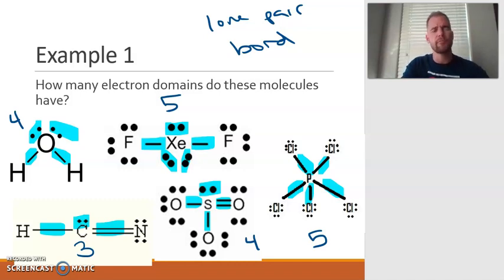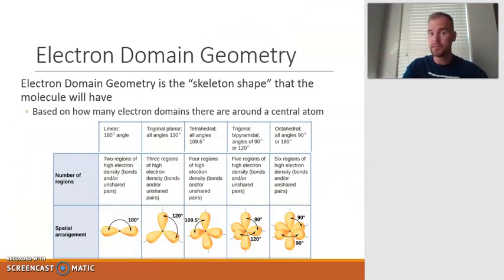So now how are we going to use that information? Well, remember, what's an electron domain? An electron domain is a region of space that electrons occupy, and electrons want to repel from one another. So, depending on how many electron domains there are will dictate what the electron domain geometry is. The electron domain geometry, I like to call, is the skeleton shape of the molecule. Essentially, it's just showing you the different regions of space that electrons can occupy. And those electrons can either be bonds or they can be lone pairs, and we'll see examples of this.